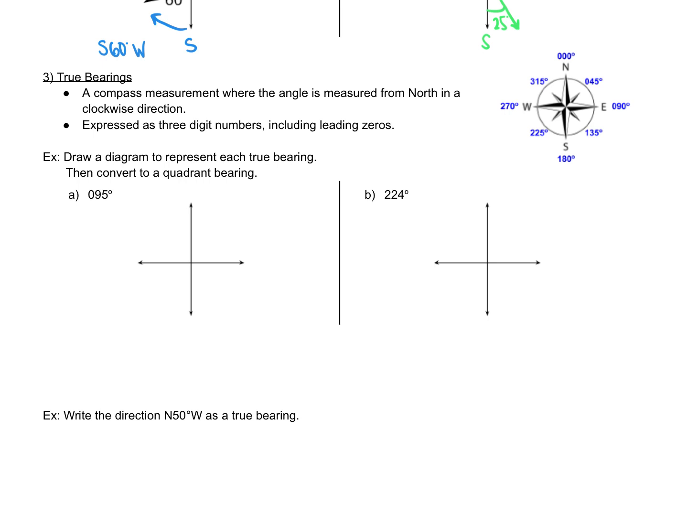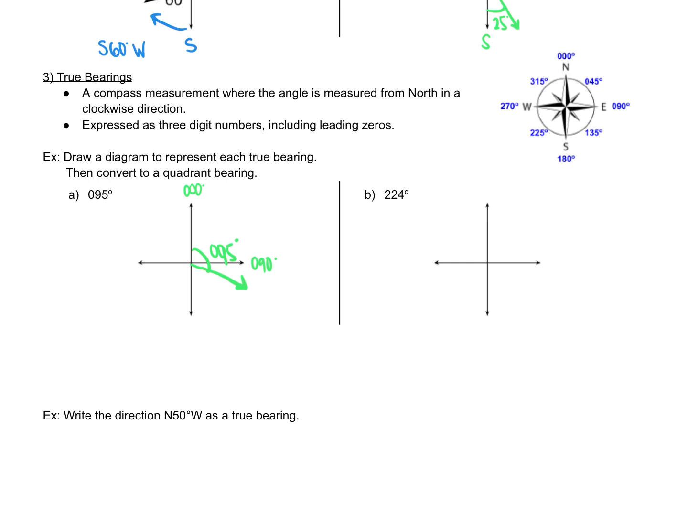So let's start off with a little diagram drawing. We need to draw the true bearing of 95 degrees. Okay, well this here is 0 degrees. This is 90 degrees, and we always want to express it as 3 digits. I need to be a little bit past 90. So here is the 95 degree true bearing.